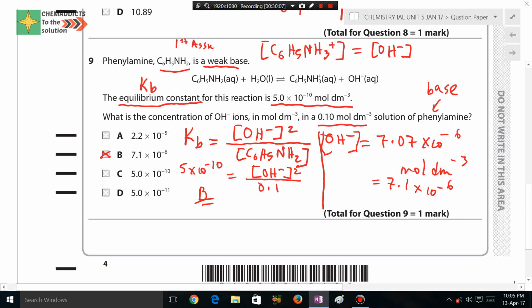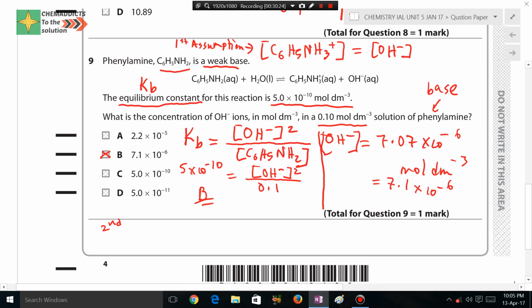Just like before, similar to before, this is the first assumption. So the first assumption is the concentration of this ion is equivalent to the hydroxide ion. Why? That's because a little hydroxide comes from dissociation of water.